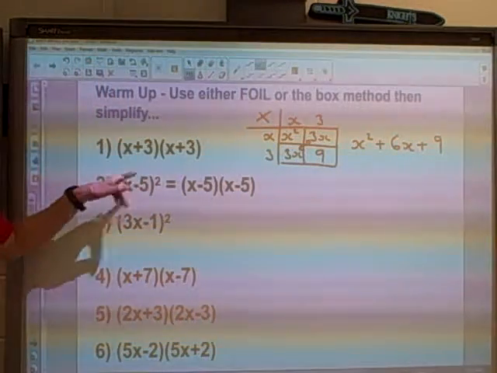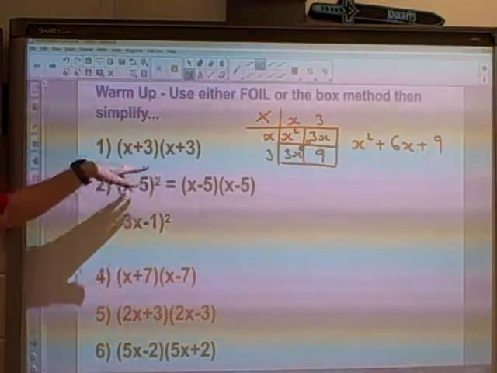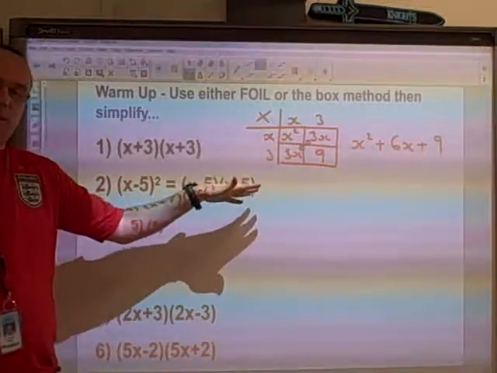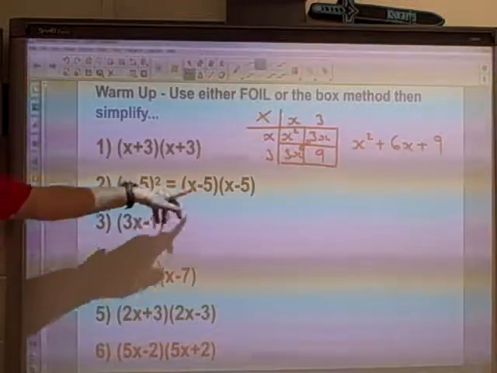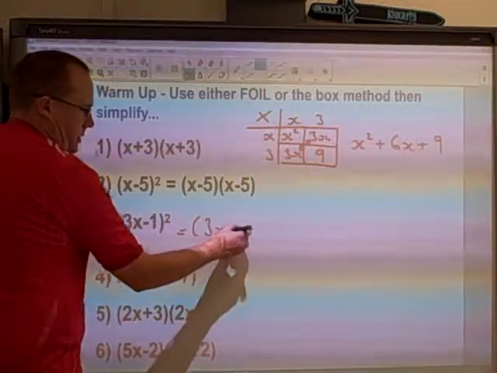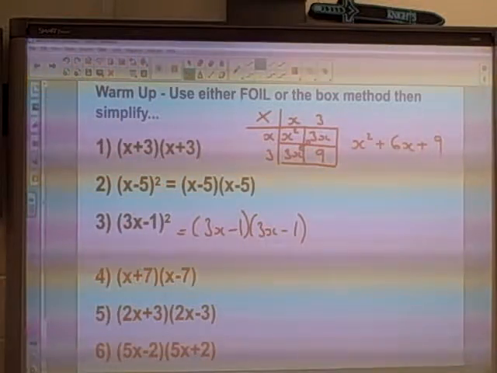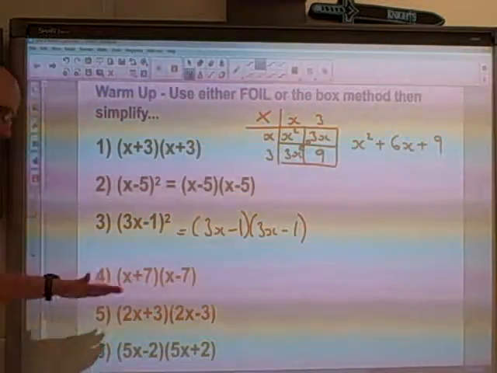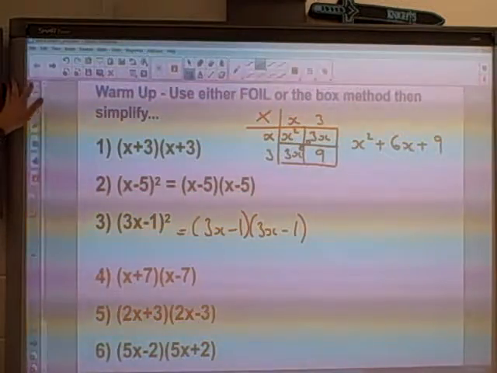Now I also threw in ones where it says squared. Remember, squared means that you multiply by itself, so x minus 5 squared just means x minus 5 times x minus 5, and then you can do the same method. On the third one I didn't put that little reminder there, so you need to know that this means 3x minus 1 times 3x minus 1, and then go through that procedure. If you pause the video, you could try all 6 questions, and then I'm going to show you what the answers actually are.